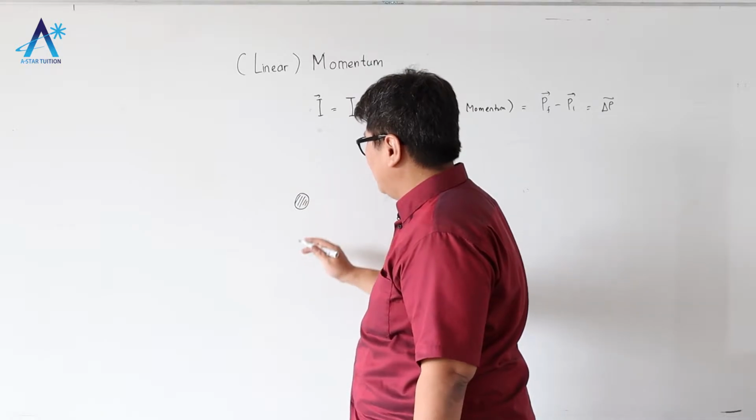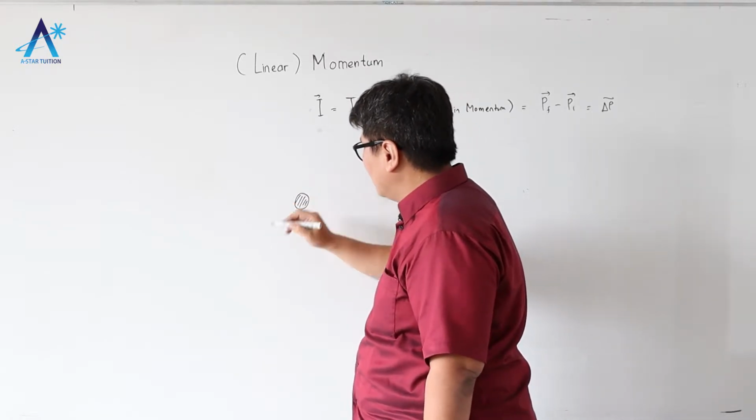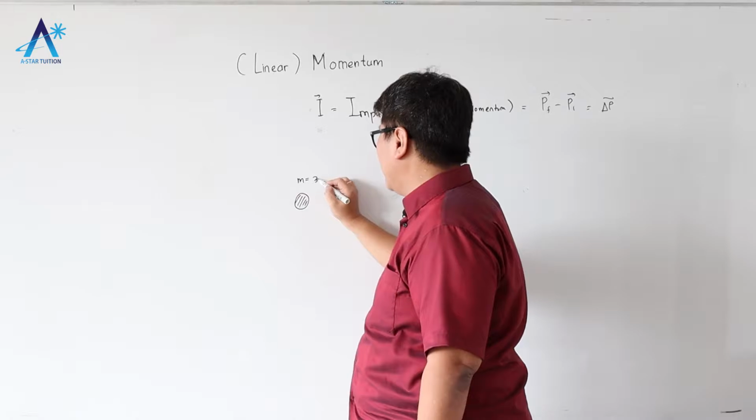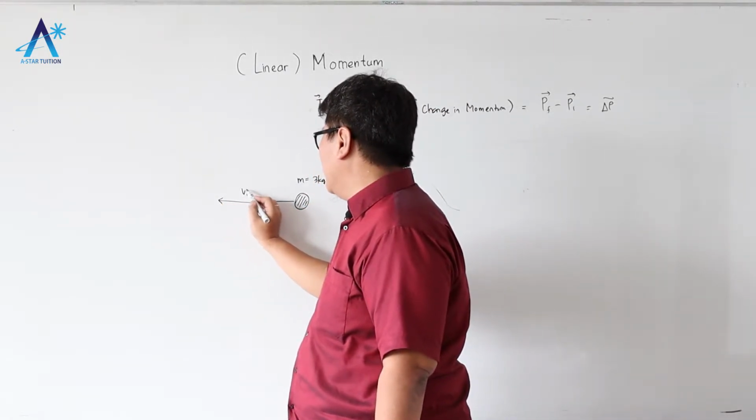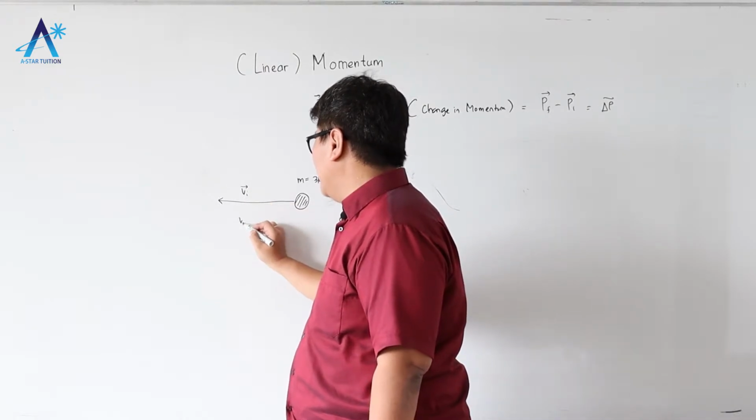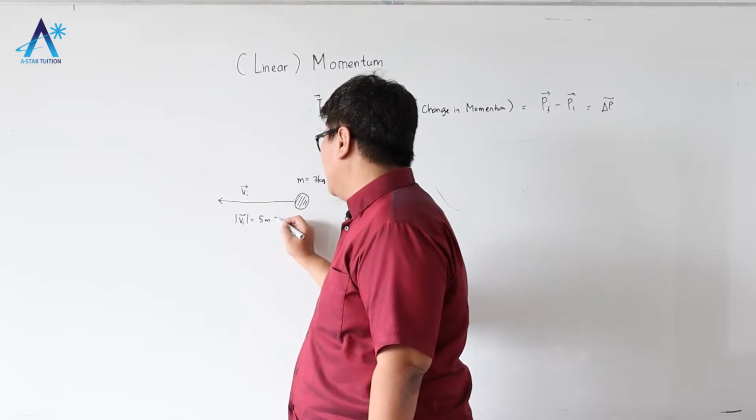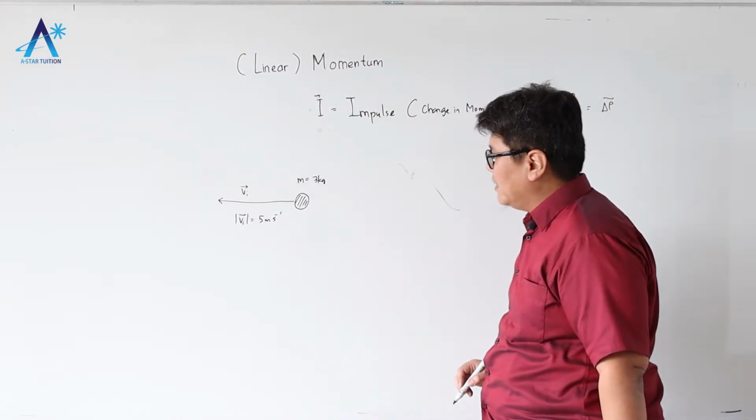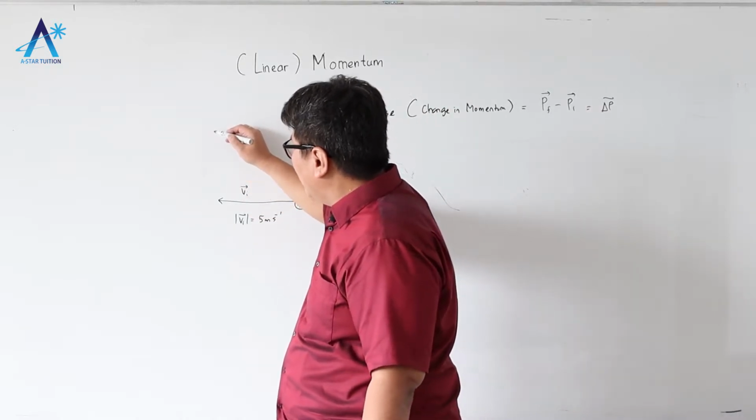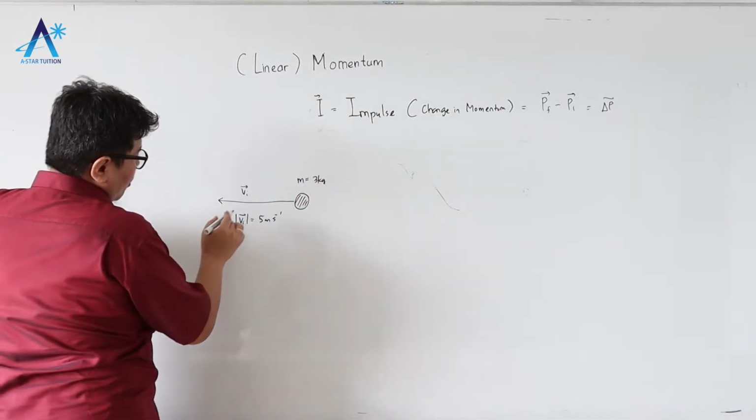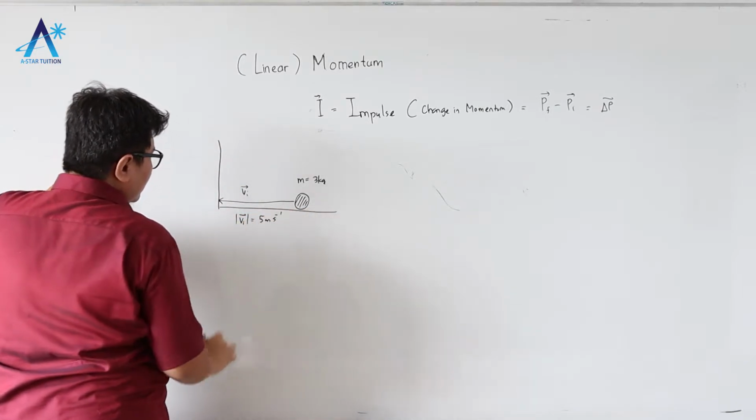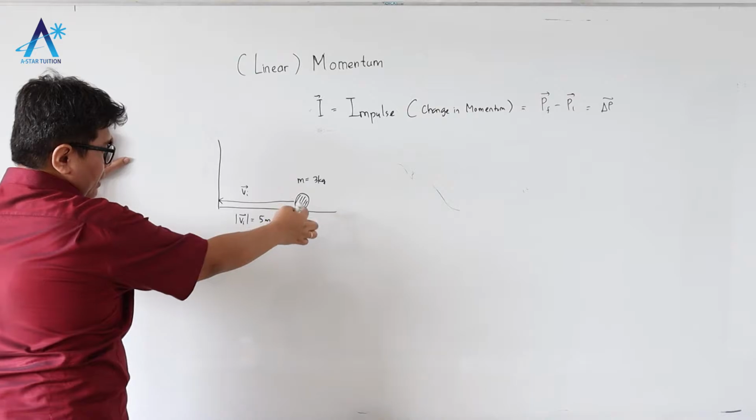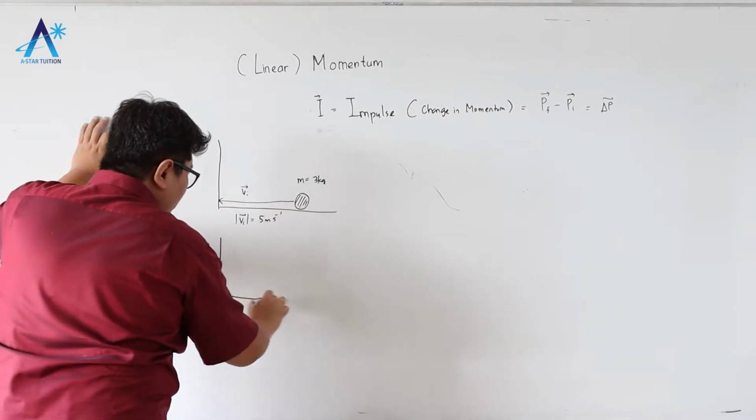Now this is again an object with a mass of, let's say again, 3 kilogram. It's moving to the left, so it has an initial velocity to the left with the magnitude or the speed equal to 5 meters per second. So then here the object will hit a firm wall, so that after hitting the wall, it will rebound.